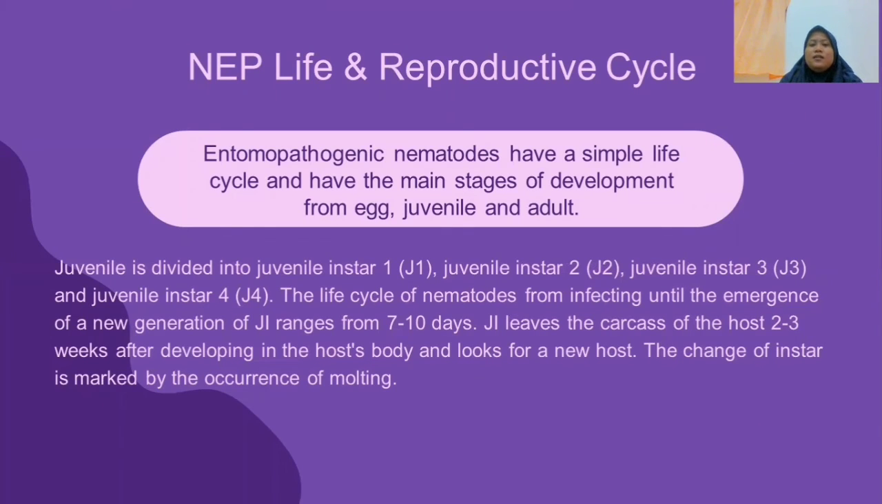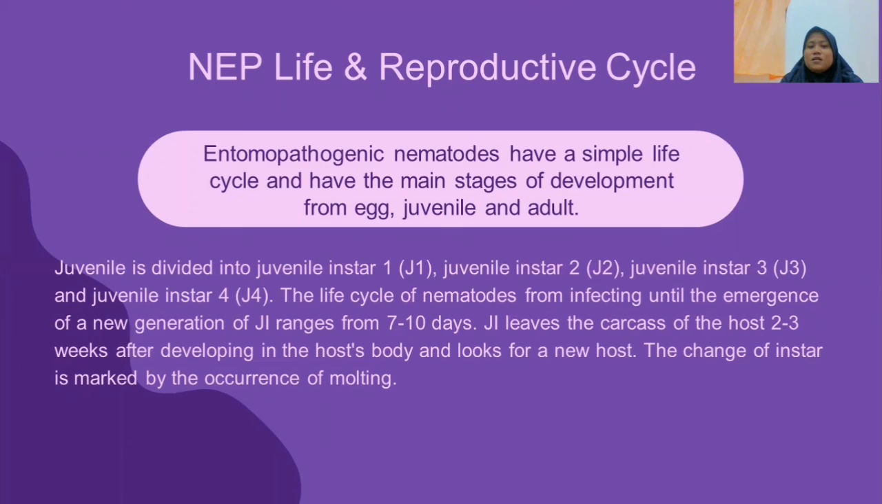EPN life and reproductive cycle. Entomopathogenic nematodes have a simple life cycle and have the main stages of development from juvenile to adult. Juvenile is divided into juvenile instar 1 or J1, juvenile instar 2, J2, juvenile instar 3, J3, and juvenile instar 4, J4. The life cycle of nematodes from infecting until the emergence of a new generation of juveniles ranges from 7 to 10 days. Juveniles leave the carcass of the host 2 to 3 weeks after developing in the host body and look for a new host.